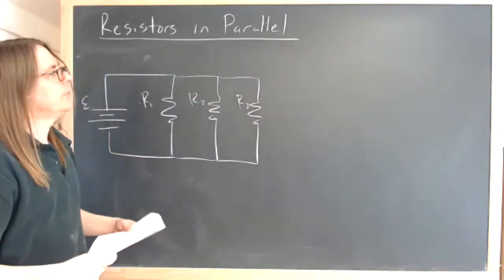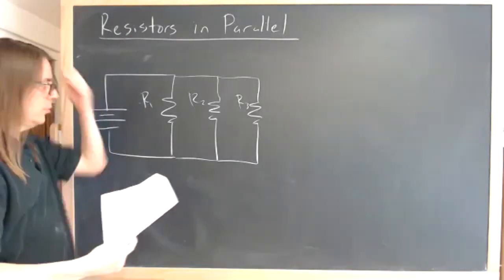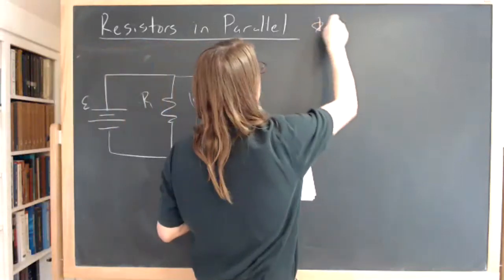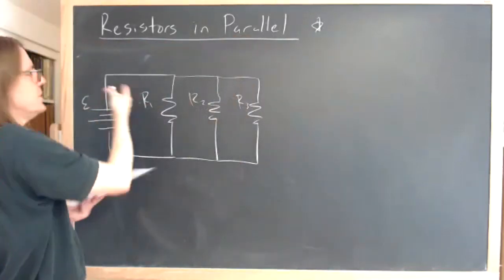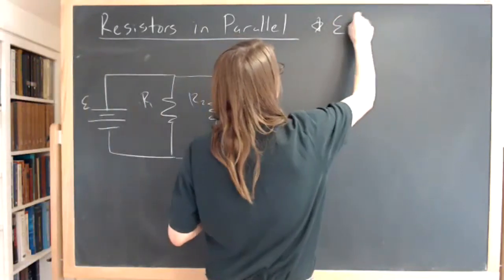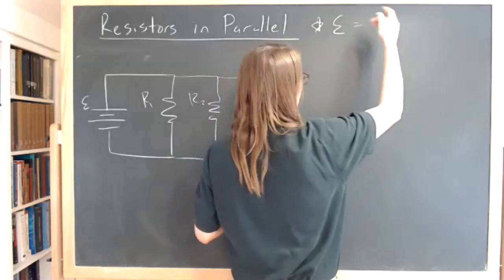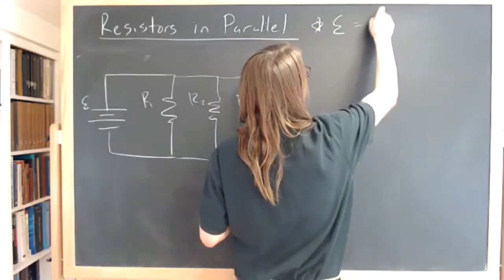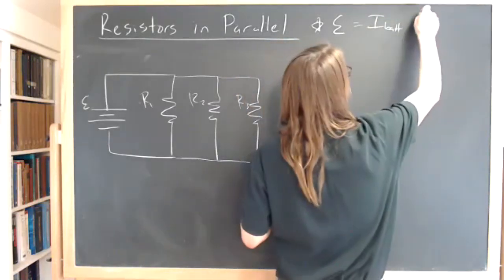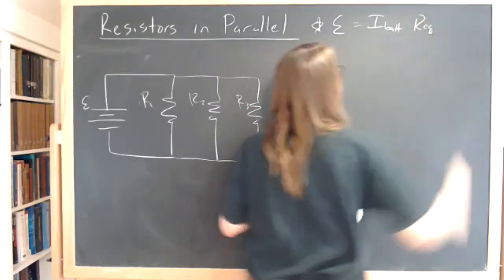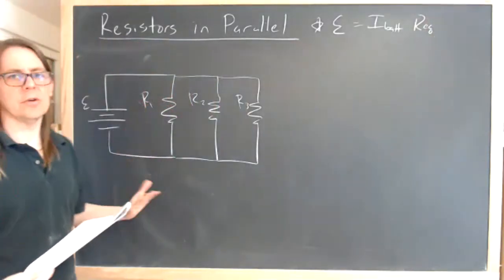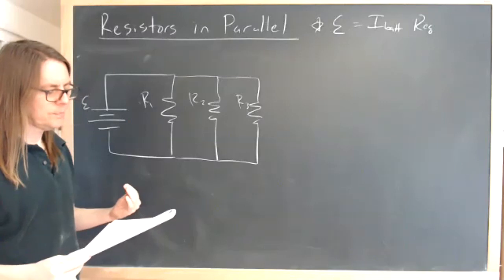So one thing, if you want to calculate what is the current and what is the equivalent resistance, you want to start with your little rule about the battery. The battery just sees an equivalent resistance and it sends out the total current. So the EMF, the volts, by Ohm's law would be I_bat, the current coming out of the battery, times the equivalent resistance of the circuit. And since it's resistors in parallel, solving this will tell us how resistors add in parallel.